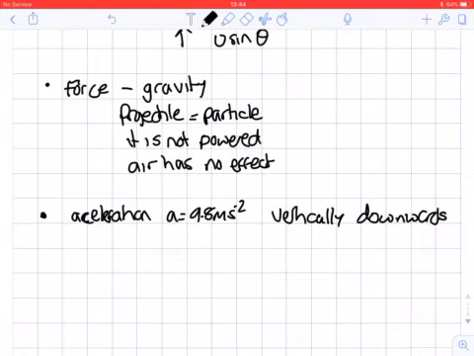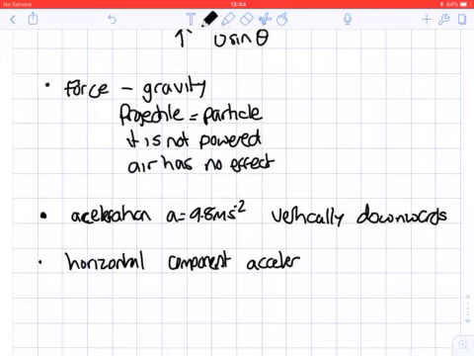The other interesting thing to know is the horizontal component of acceleration is 0. So when you project a particle at an angle, then obviously it is being dragged vertically downwards, but the horizontal component has no acceleration at all, because as we know, acceleration due to gravity is vertically downward. So that's very important to know.